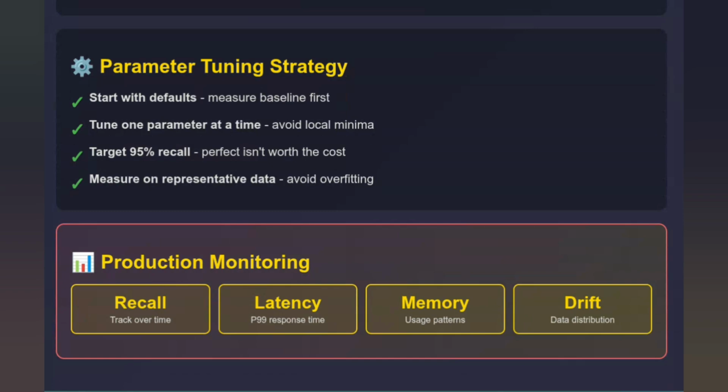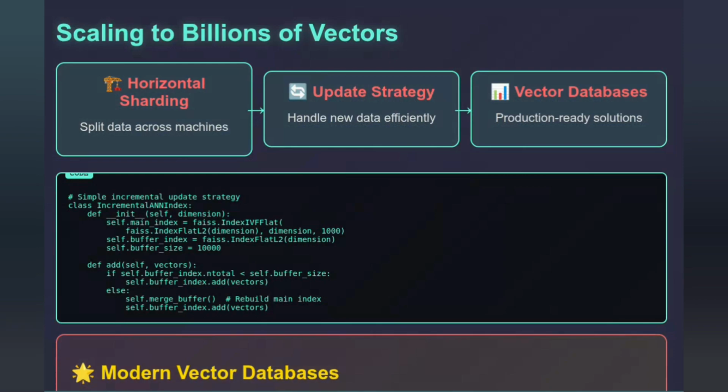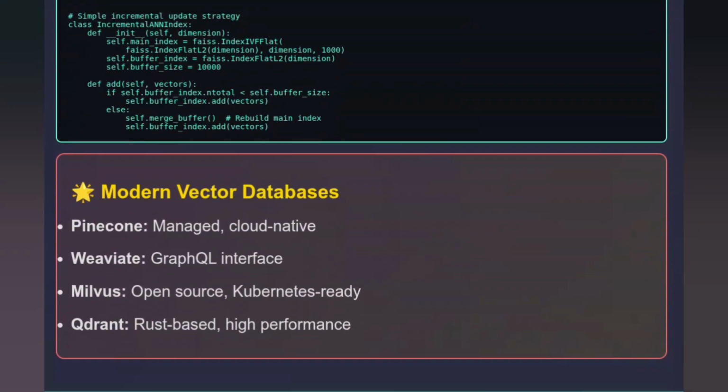Monitor in production. Track recall, query latency, and memory usage over time. Data drift can affect ANN performance more than traditional ML models. Plan for scale. Consider horizontal sharding for datasets beyond your single machine memory limits. Modern vector databases like Pinecone, Weaviate, or Milvus can help here. Handle updates wisely. Most ANN indexes don't support efficient updates. Plan your update strategy: full rebuilds, incremental indexes, or a hybrid approach.